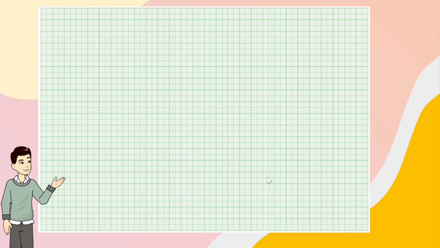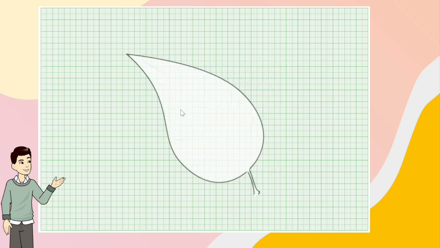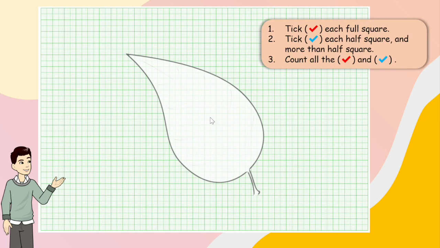So the first thing we need to do is place the object onto the graph paper. Next, we trace the outline of the object. We trace the outline using a pencil. Okay, after that we will get something like this. The next thing we need to do is tick each full square with red.